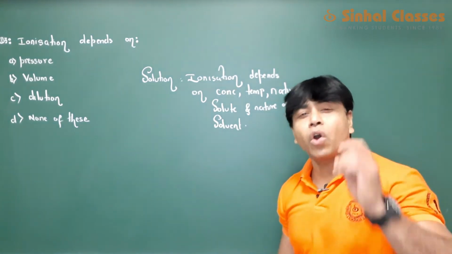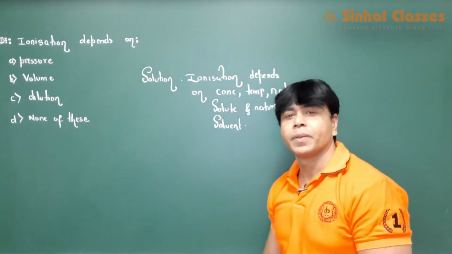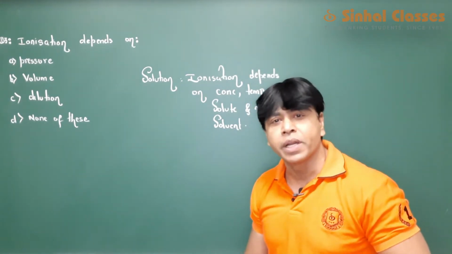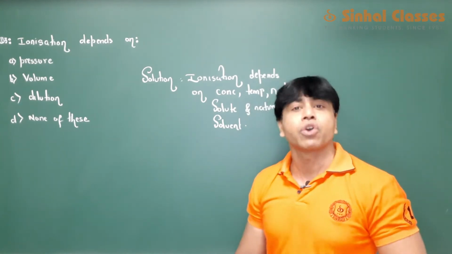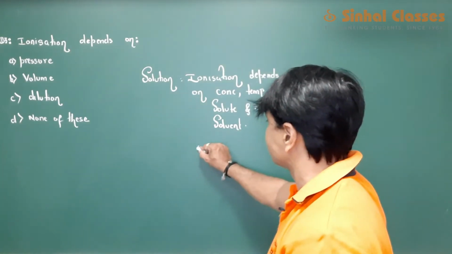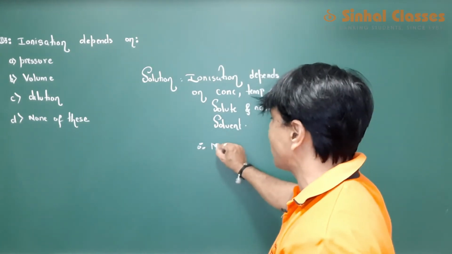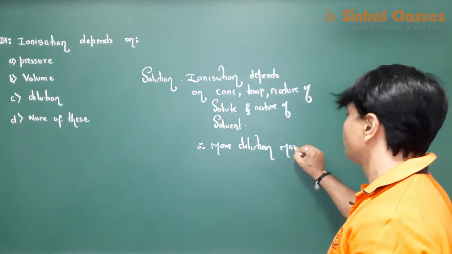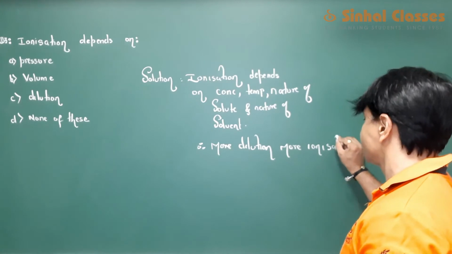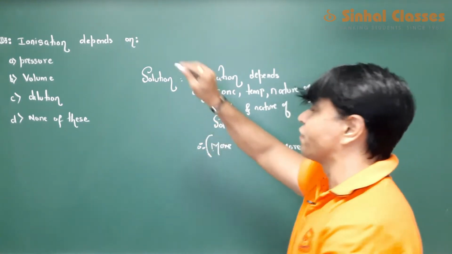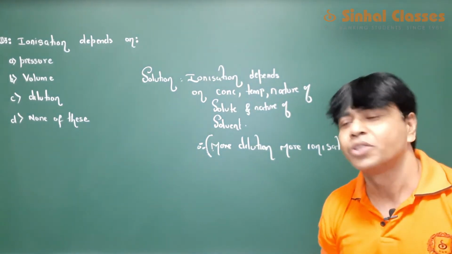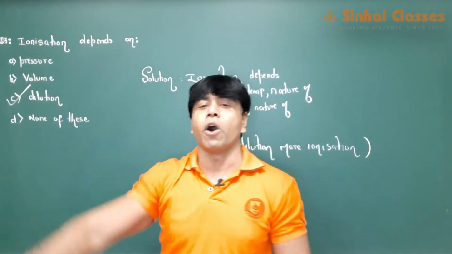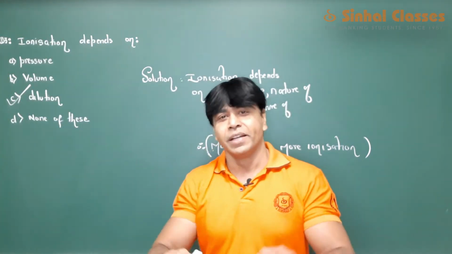Now, according to Ostwald law, the degree of dissociation is directly proportional to square root of its dilution and inversely proportional to square root of its concentration. So, when you do more dilution, more ions form, more ionization. So, dilution will definitely increase the ionization process. So, your answer among the following will be C. C is the correct option for this question. Okay, let's go for the next.